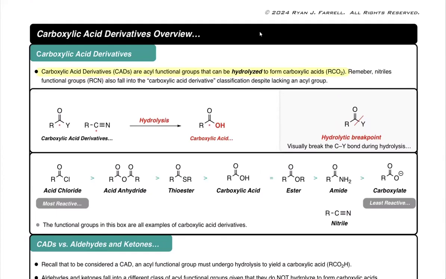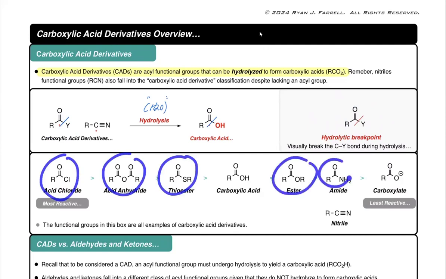All right, so first thing to know is that a carboxylic acid derivative is an acyl functional group that can be turned into a carboxylic acid via hydrolysis, that is to say, reacting with water under the appropriate conditions causes that carbonyl compound to become a carboxylic acid. We use water as a nucleophile. We have an acyl substitution reaction across this hydrolytic breakpoint, and we generate a carboxylic acid. Your carboxylic acid derivatives are the acid chloride, the acid anhydride, thioester, ester, amide, and the nitrile.